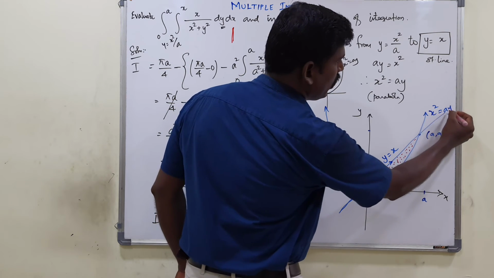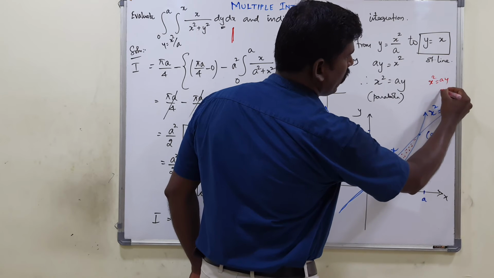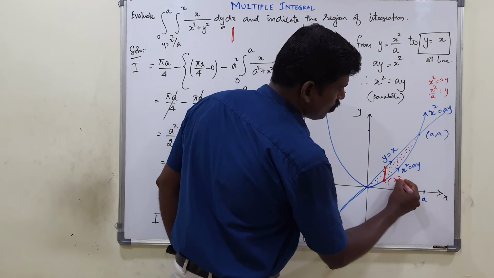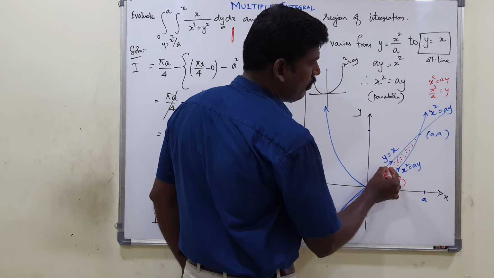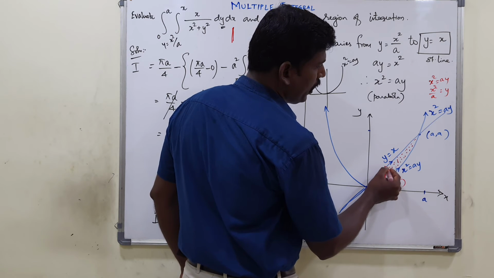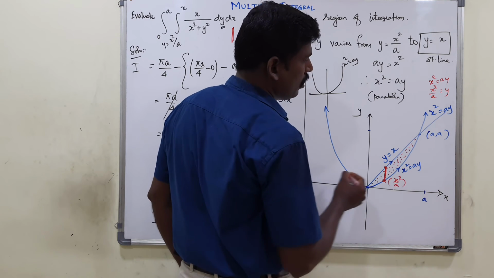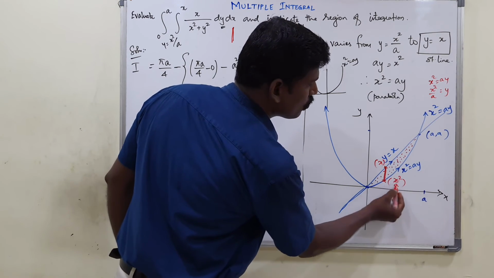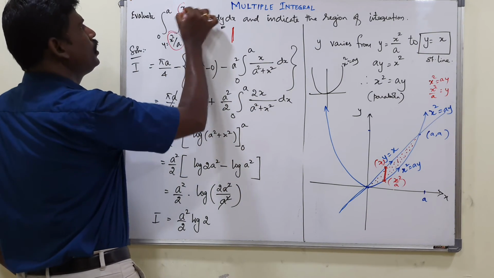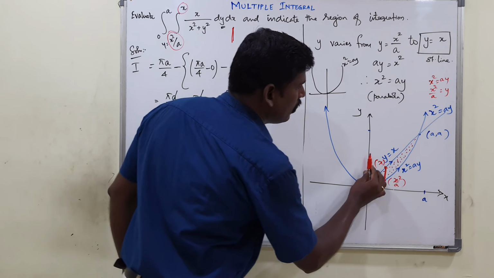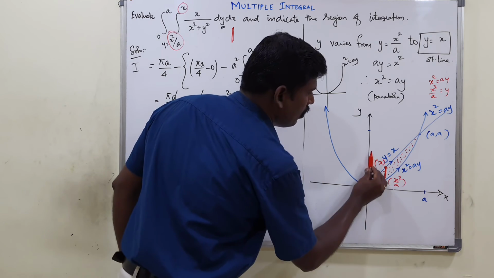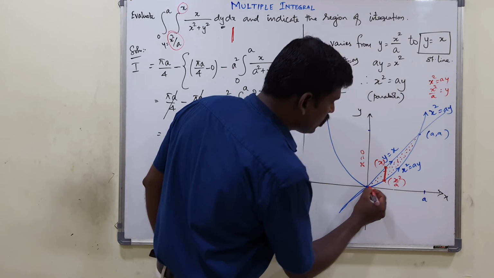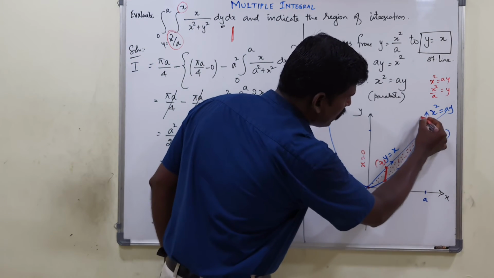So what is the value of y here? X square is equal to ay. Therefore, y is equal to x square by a. So this is the value of y at this point, x square by a. Right? What about the value of y at this end point? This point always lies on the straight line y equal to x. So the value of y at this end point is x. Right? So the limit from x square by a to x, that is here. Okay. We can move the strip on the x axis from x equal to 0. This straight line is x equal to 0. So this region starts from x equal to 0 and ends with x equal to a.